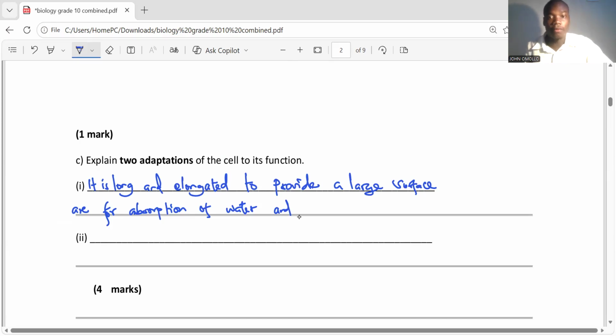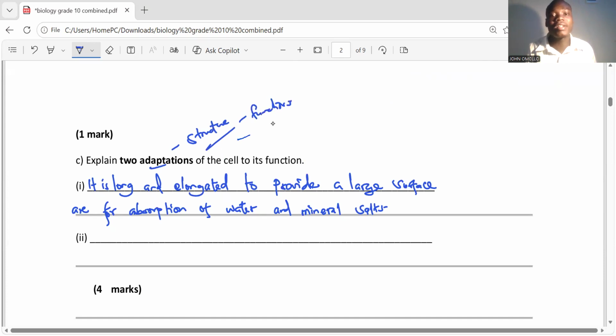For absorption of water and mineral salts. So that is one adaptation. It is long. Adaptation is the structure it has that helps it to perform its functions. What helps it to perform its role? That is what we call adaptation. What assists it in doing its function, in performing its duties? That is what we call adaptation to its function.